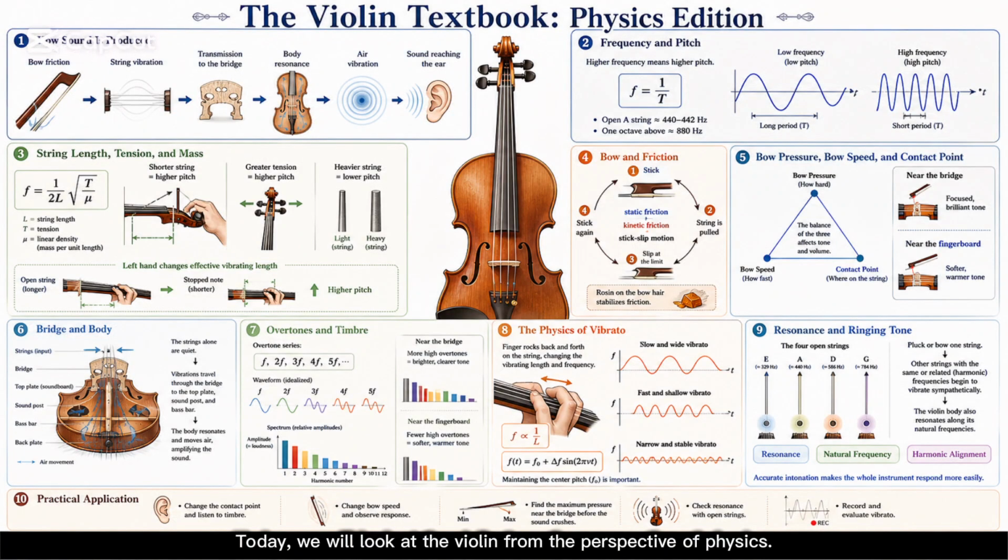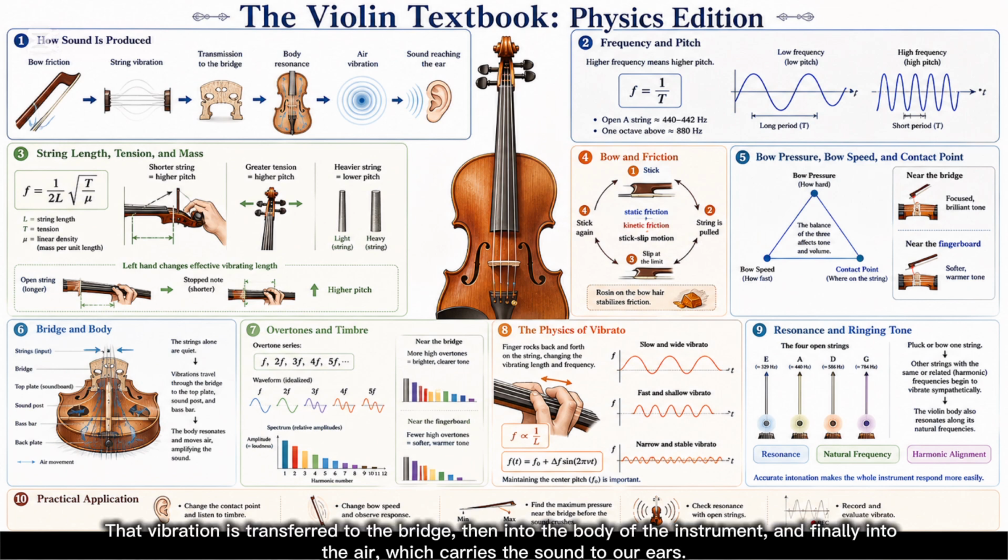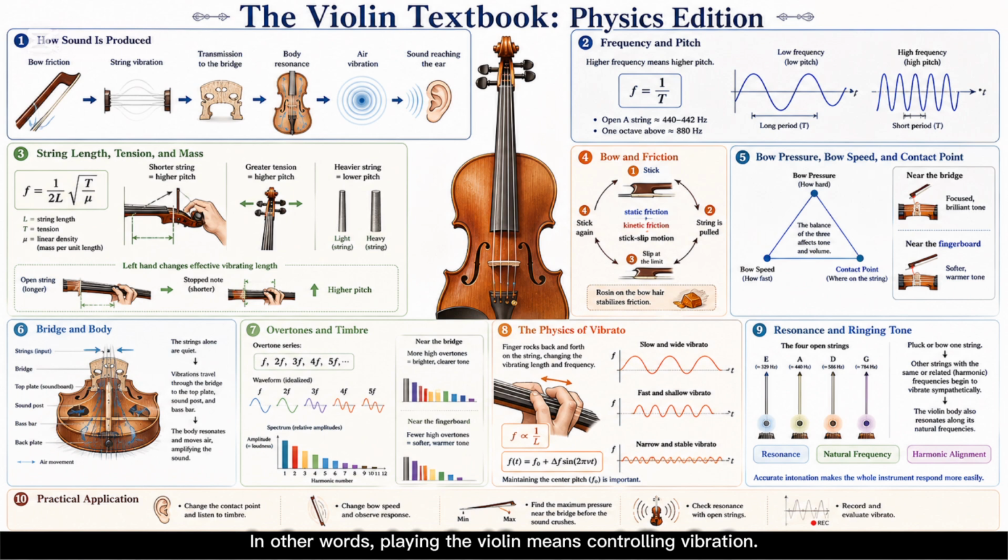Today, we will look at the violin from the perspective of physics. A violin does not make sound by magic. Its sound begins when the bow rubs against the string. That vibration is transferred to the bridge, then into the body of the instrument, and finally into the air, which carries the sound to our ears. In other words, playing the violin means controlling vibration.